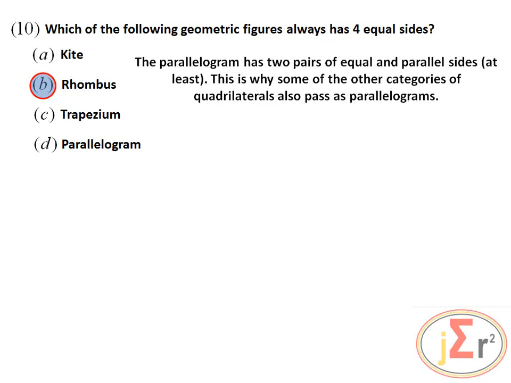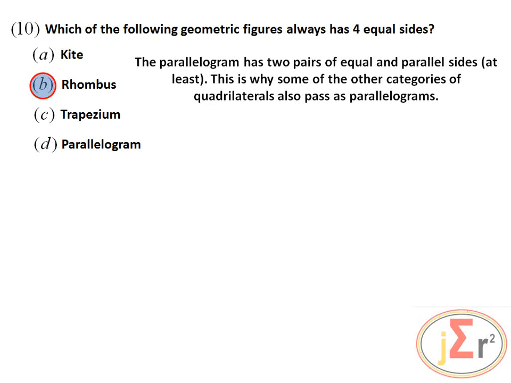It must have at least two pairs of parallel sides. This is why some of the other categories of quadrilaterals also pass as parallelograms. So we have other quadrilaterals that may be categorized in other ways or be given another set of names.